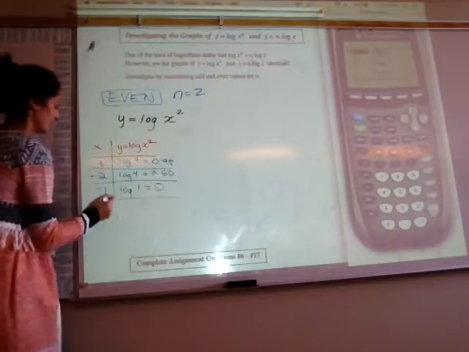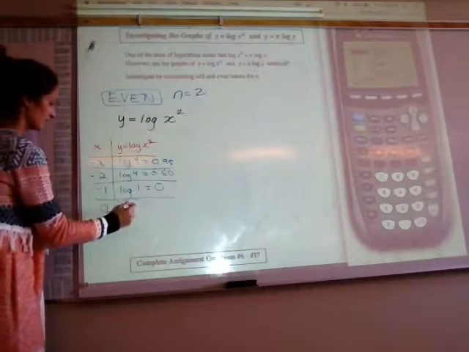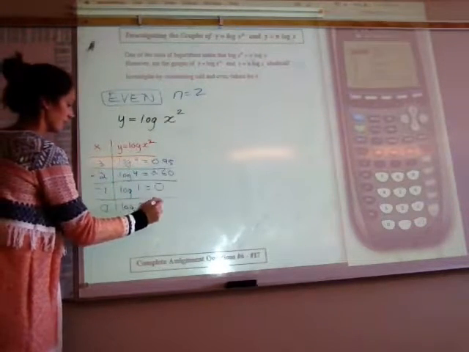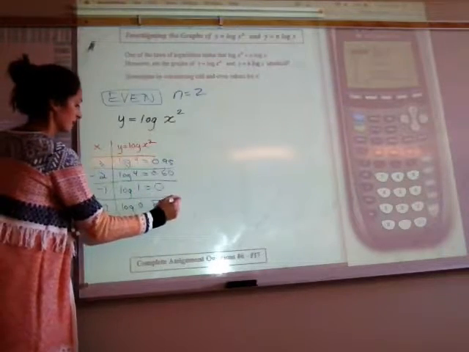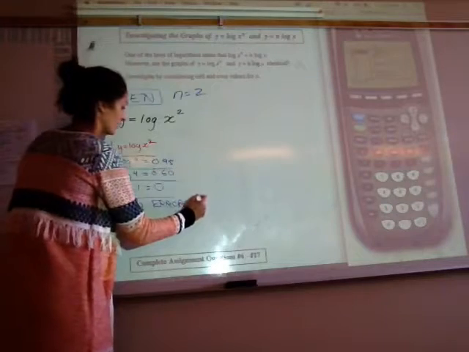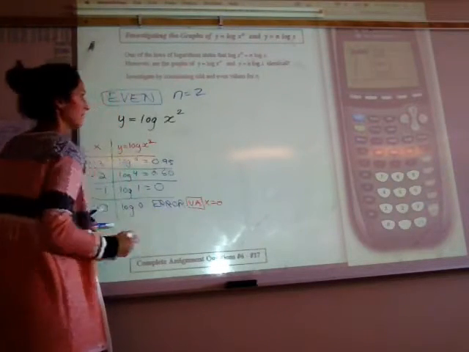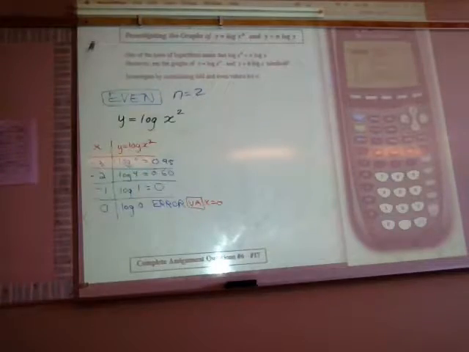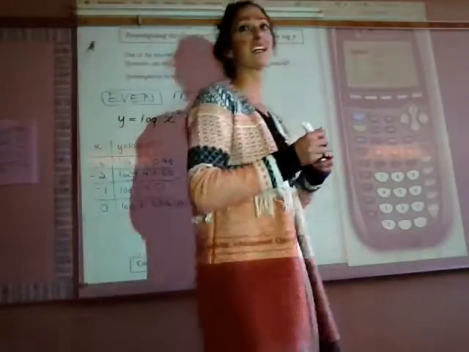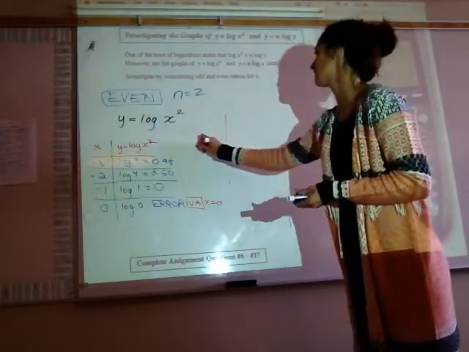When x is 0, log 0, does that exist? No, we have an error. And this error is where a vertical asymptote is going to exist at x equals 0. So it doesn't touch. A vertical asymptote is telling us that the graph is approaching that line, but it's not touching.